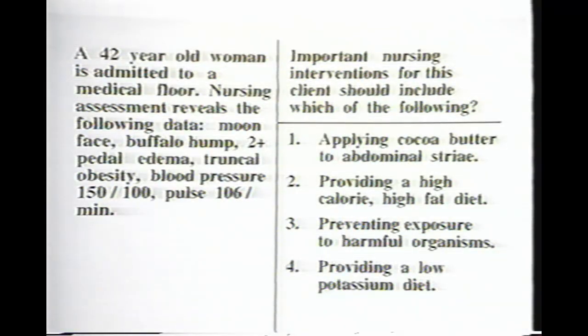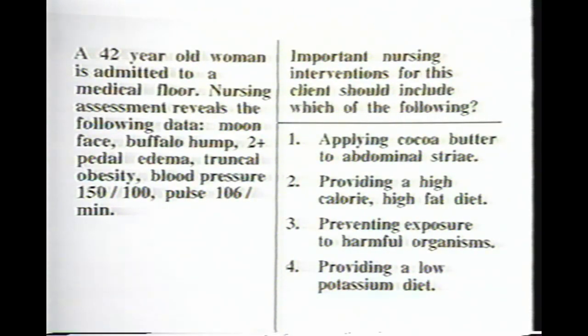I'd like to do a question for us. So if you'll take a look at the question that's on the screen, and I'll read it with you. A 42-year-old woman is admitted to a medical floor. Nursing assessment reveals the following data: moon face, buffalo hump, 2+ pedal edema, truncal obesity, blood pressure 150/100, pulse 106 per minute. Important nursing interventions for this client should include which of the following?